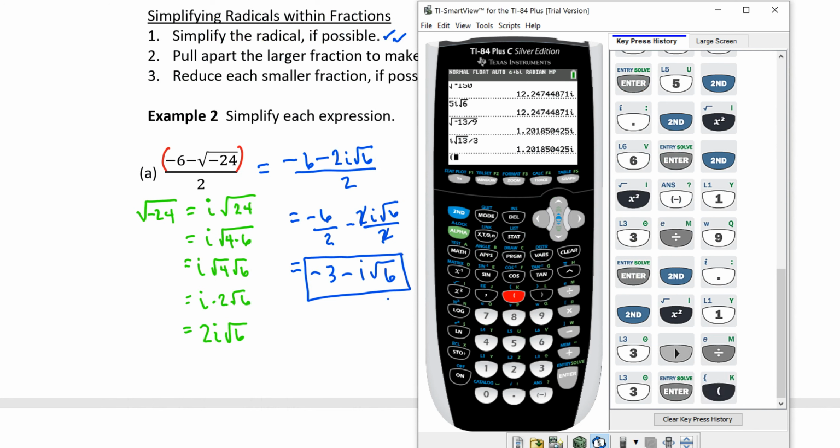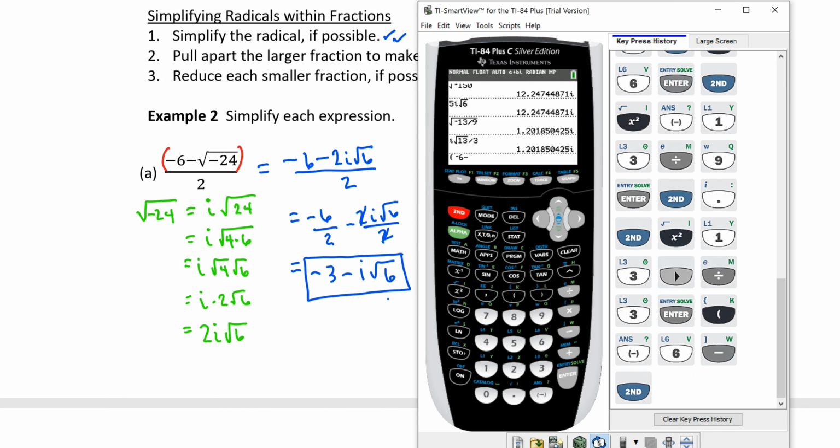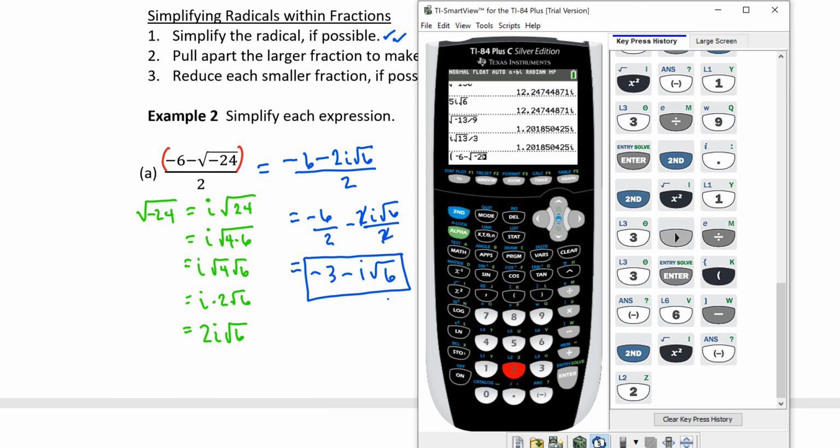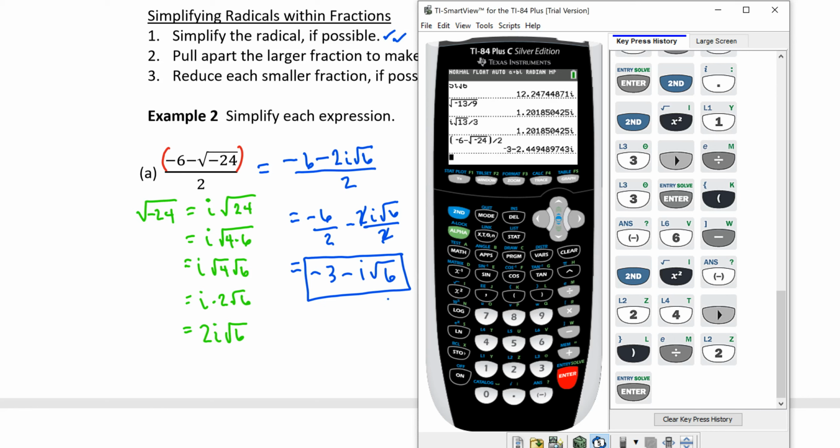So I'm going to open parentheses and evaluate negative 6 minus, notice I use the little negative button for the negative sign and the minus operation for the subtraction there, square root of negative 24. Now I'm going to use my right arrow key to get out of that radical, close parentheses, and divide by 2. We're going to get a standard form complex number, negative 3 minus approximately 2.4i. The negative 3 matches our real part. We just want to check on the imaginary part.